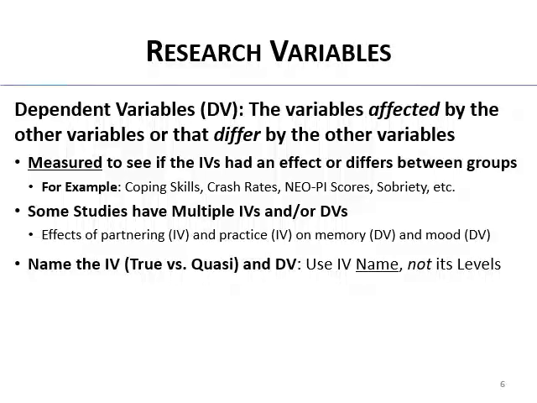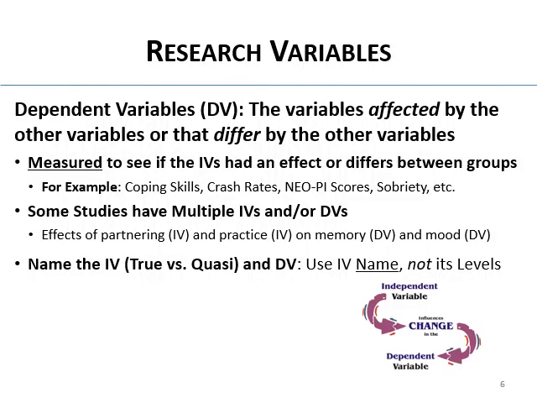So let's try to apply this. And this whole note about using an IV name, not its levels, is important. You wouldn't say my variable was left-handed people and right-handed people. No, those are the levels of a variable called handedness, right? So you have to come up with some sort of name for the levels or categories of your variable. That's what I'm trying to say here.